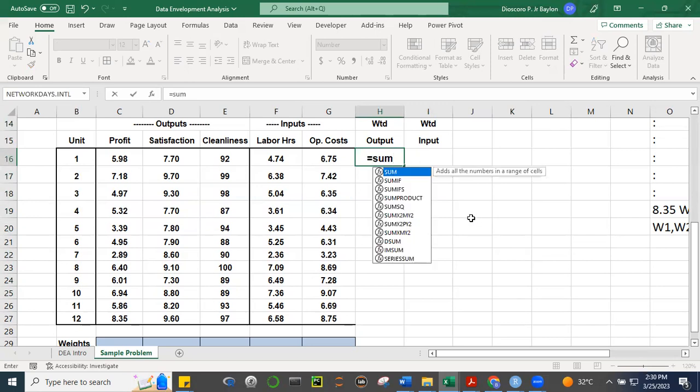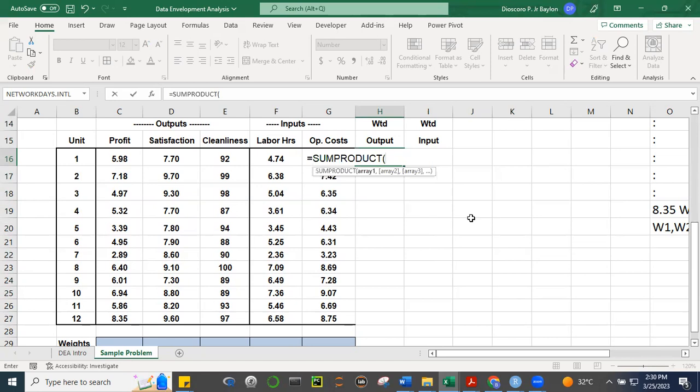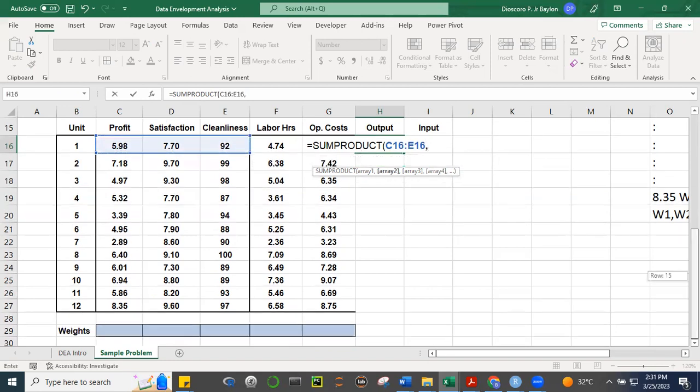Sum product. Okay, I saw some of you set up your model this way, but you multiplied it individually. So that can make it quite long. But of course, you can do the cell referencing. But it's good also to use the functionalities of Excel. So sum product of our factors, our inputs and outputs, multiplied by our weights.